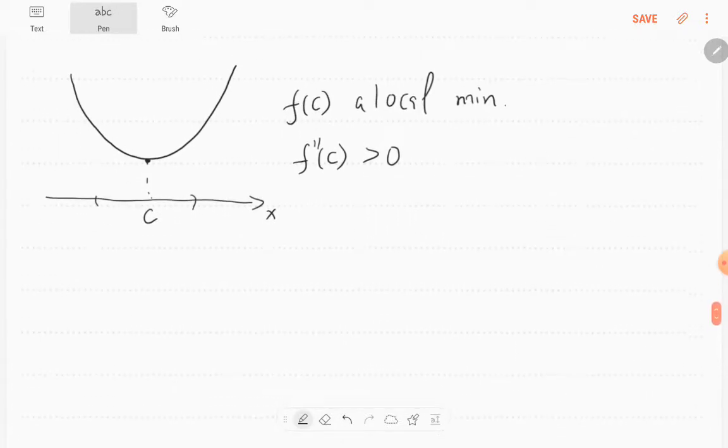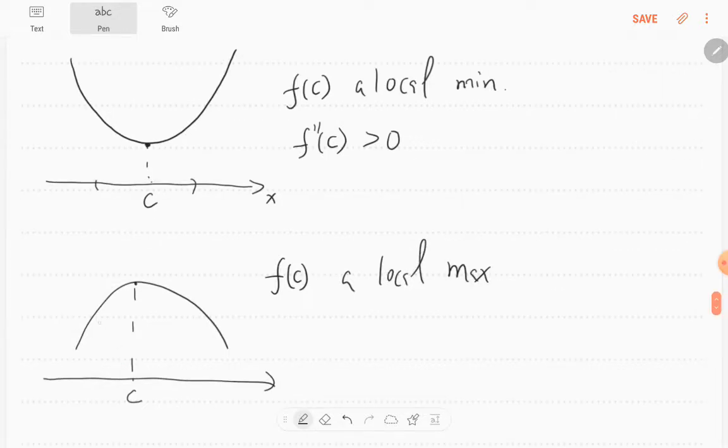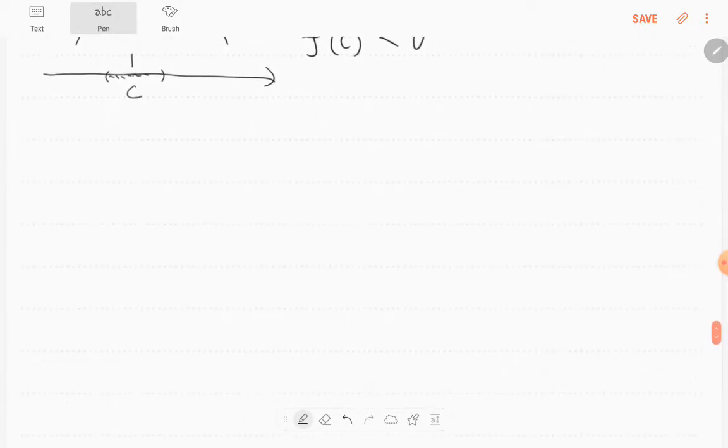And now let's look at another one. This is the curve. At this point, which corresponds to c, f of c would be a local maximum. And we know the curve near c, when x is near c, is a concave down curve. Concave down, that means f double prime, the second derivative of f at c, should be less than 0. So this gives you the idea for the second derivative test.